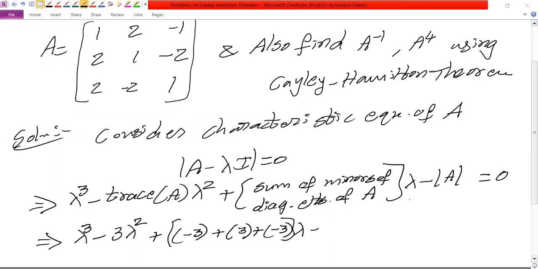Simply go to Options, then go to Determinant, the second option, determinant of Mat A. Again Options, then enter 3. It is Mat A. The determinant of Mat A is how much? Minus 9. So we'll get minus 9 here.